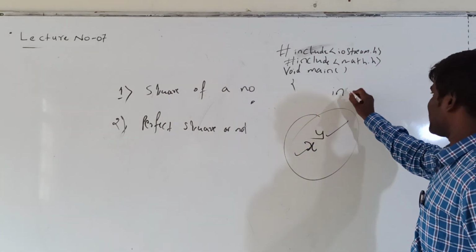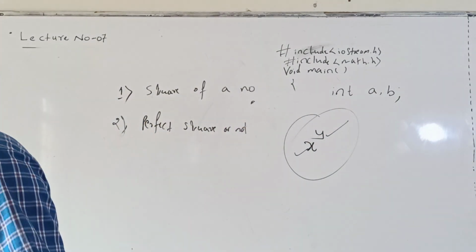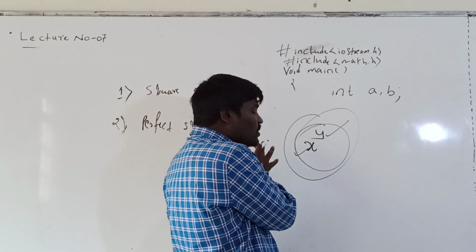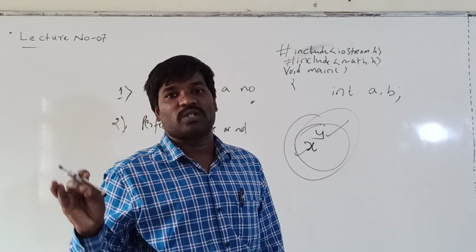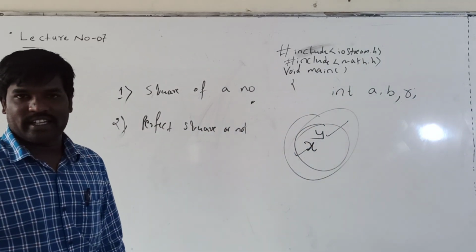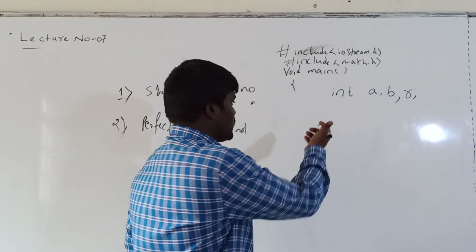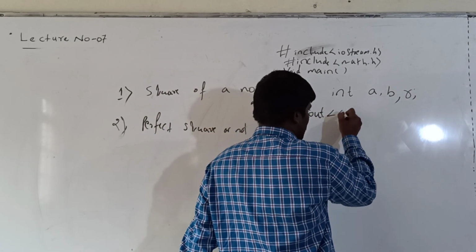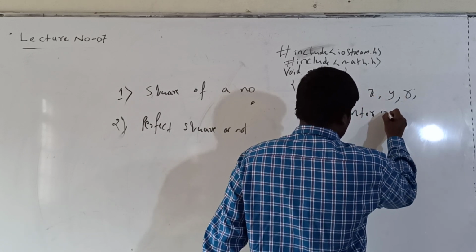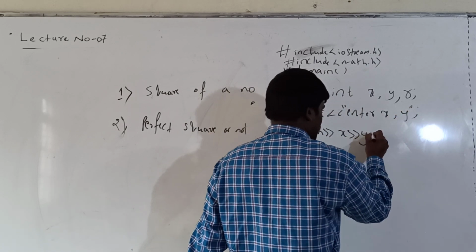So that's why I declare int a comma b. And the result must be stored in one variable, so I take r as a storage variable. Okay, next. What is the next step? Directly I write cout, enter x comma y. Enter x comma y. Next cin x y.